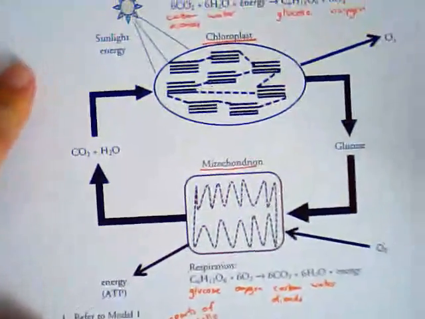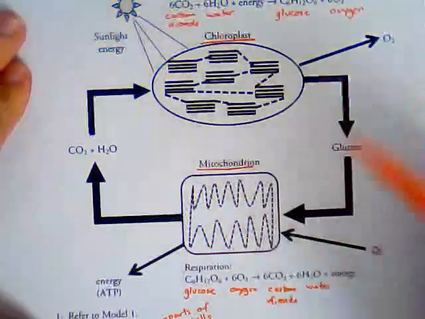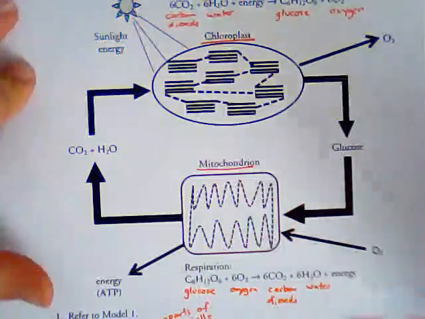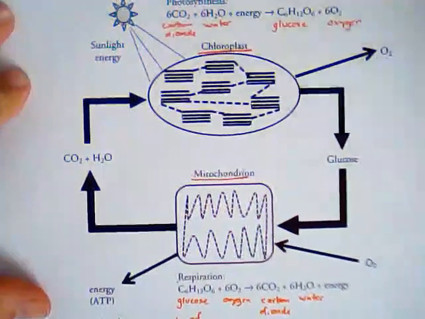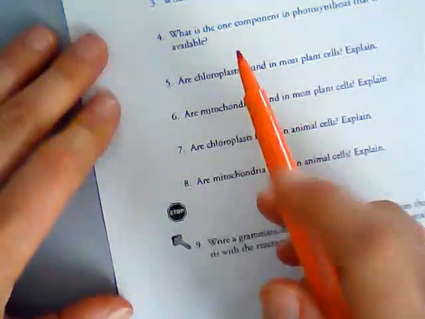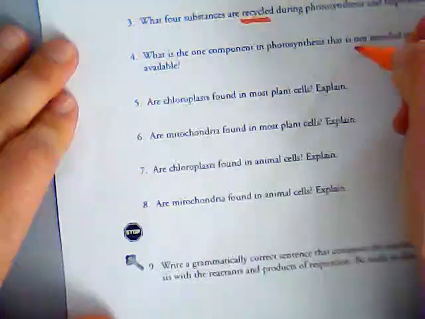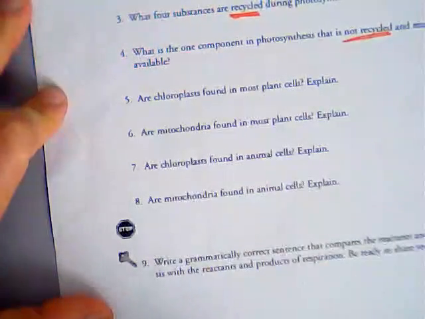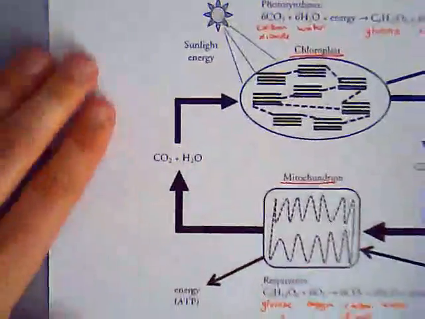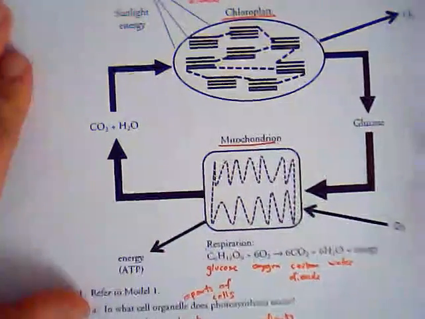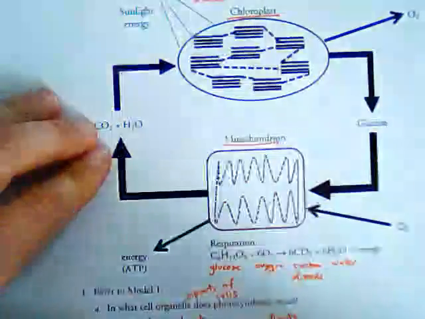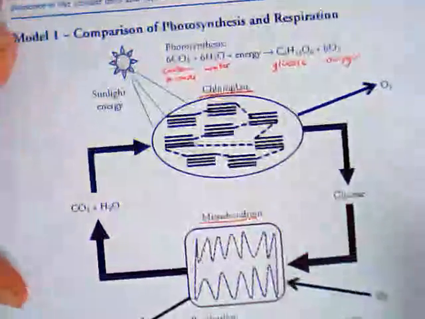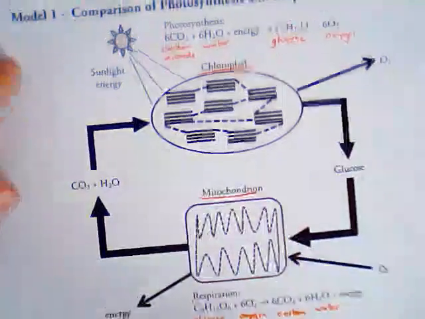Then I'd look at the other arrows, so going into and out of our organelles, and think how they compare. So we're trying to figure out what 4 things might be recycled. Then the next thing it's asking is what component is not recycled. So what can't we seem to reuse? Okay, so it's the item that would only be found on either the respiration side or the photosynthesis side. So we're trying to figure out what's different, okay?